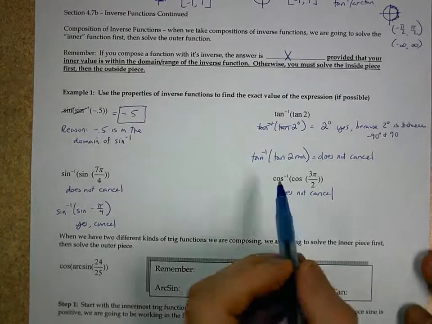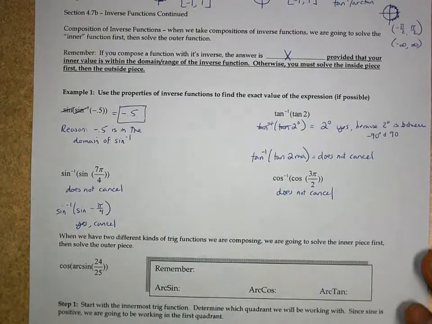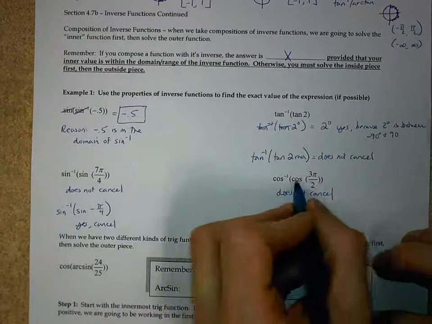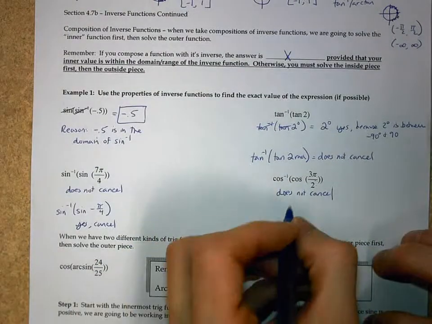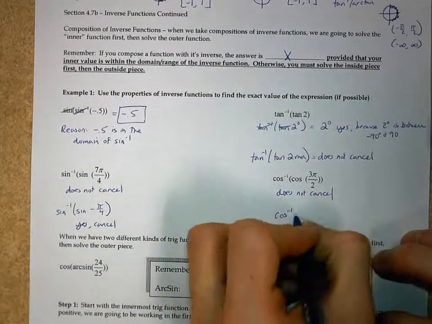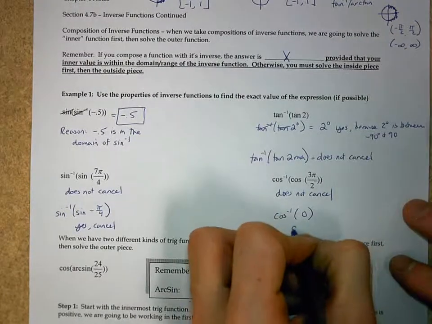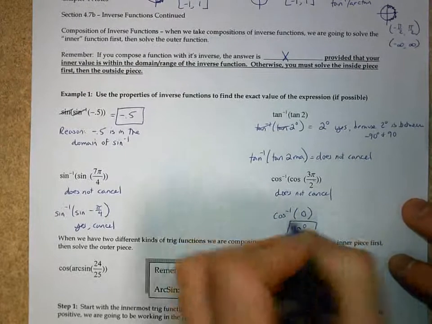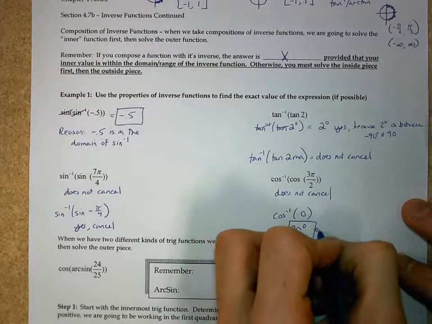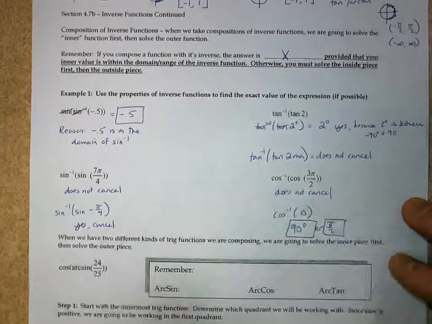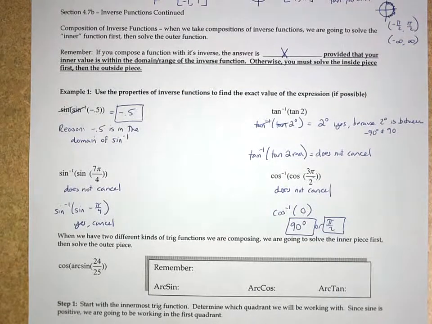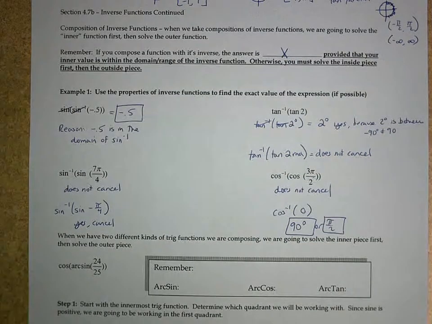So in order for me to solve this one out, cosine inverse of the cosine of 3 pi over 2, I'll start with the inside. The cosine of 3 pi over 2 is going to be 0, and the cosine inverse of 0 is 90 degrees, or pi over 2. So that's how I would simplify that one down.